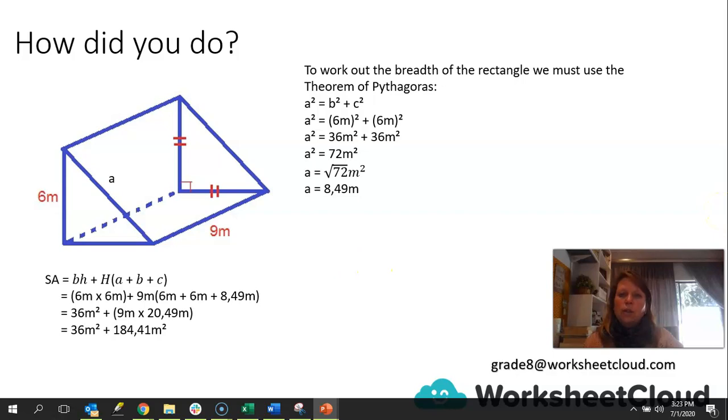Add that to the two triangular bases, which is 36 meters squared. We end up with 220,41 meters squared. Did you get that?